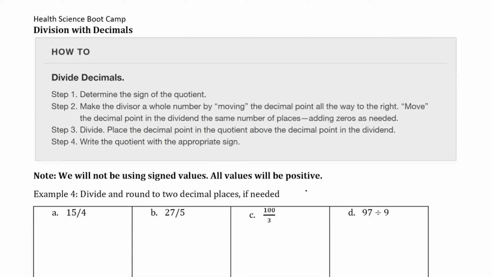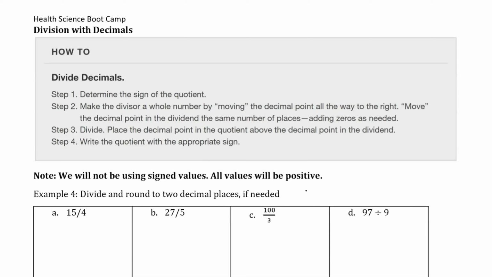This is part 2 of the multiplication and division of decimals notes for the Health Science Bootcamp for Broward College. In this part we're going to discuss division with decimals, and in part 1 we discussed rounding and multiplication with decimals.